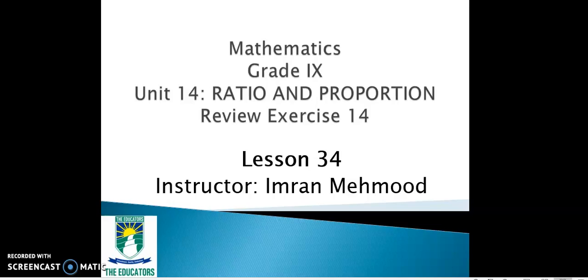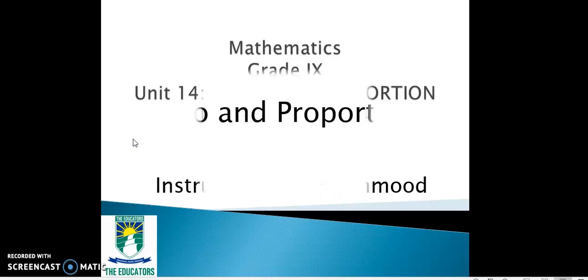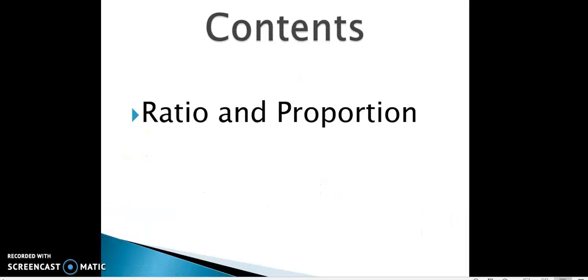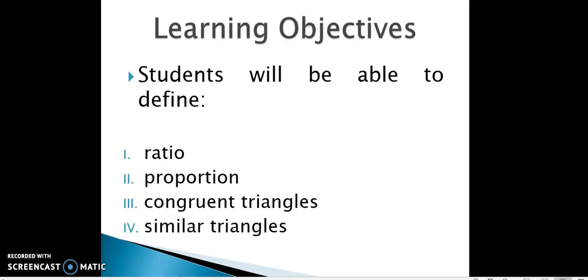But before starting review exercise 14, we need to have some concepts, and we are going to discuss those concepts in today's lesson. So we are going to discuss ratio and proportion and the terminologies related to ratio and proportion. By the end of this lesson, you will be able to define ratio, proportion, congruent triangles and similar triangles.